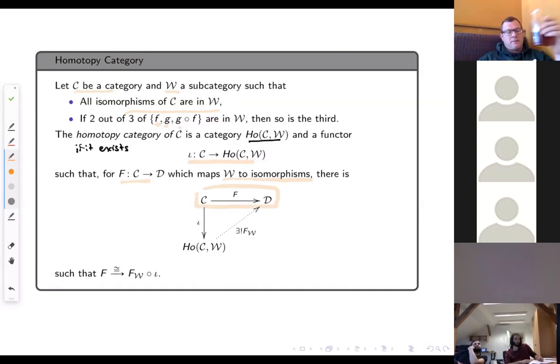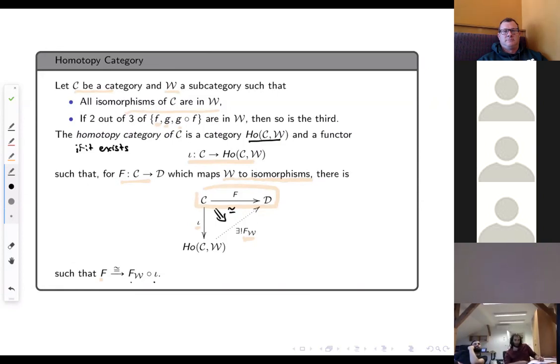Then there's a unique factorization, F_W. It's unique up to unique isomorphism, which is isomorphism of functors, with the property that F is naturally isomorphic to the composite of iota and then F_W. Okay. So basically any functor out of C that turns W into isomorphisms factors through the homotopy category.